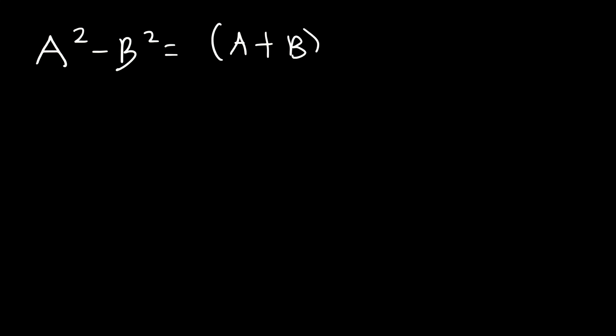Now what about difference of squares? How can we factor those things? Well, if you see something that looks like this, a squared minus b squared, it's just going to be a plus b times a minus b. That's the formula. So let's say if we have x squared minus 25.